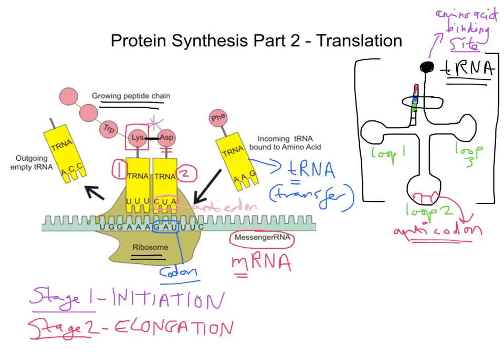as you can see on the left of the picture, and can go and bind another amino acid at this amino acid binding site, as I've got on the right hand side of the screen. Now, what we have once we've had stage 2 of elongation is stage 3. Now, stage 3 essentially is what's called termination.